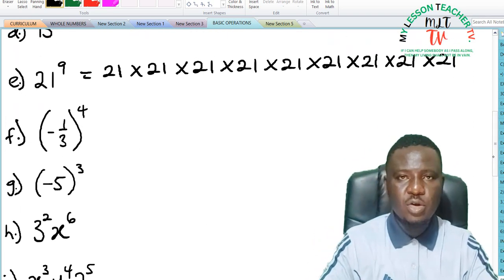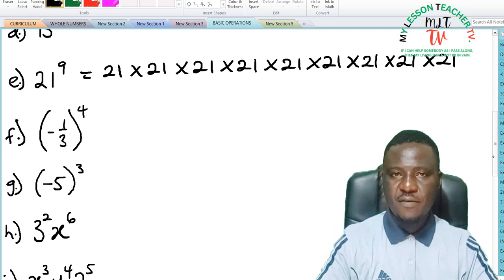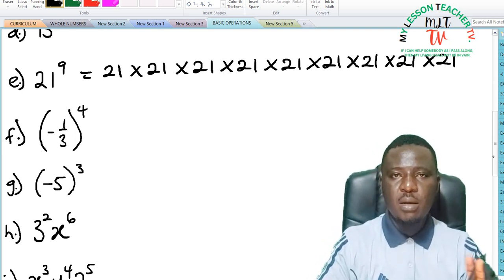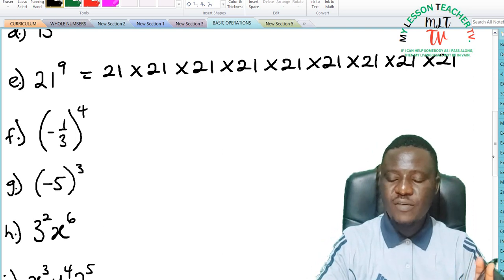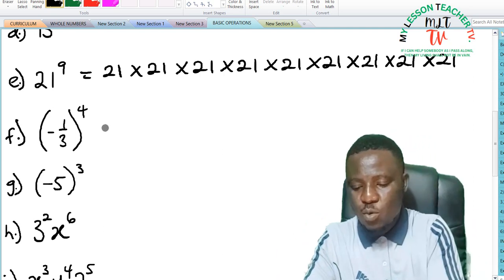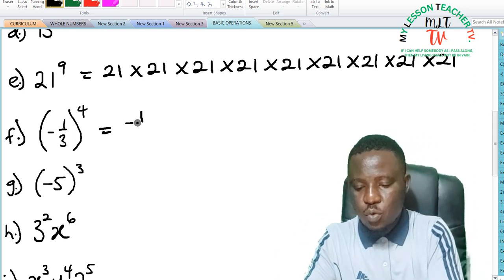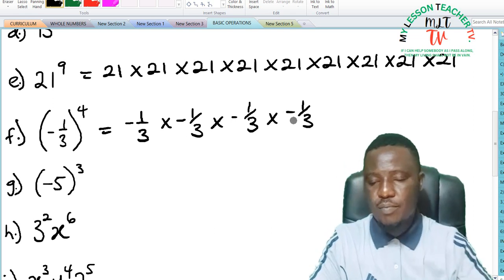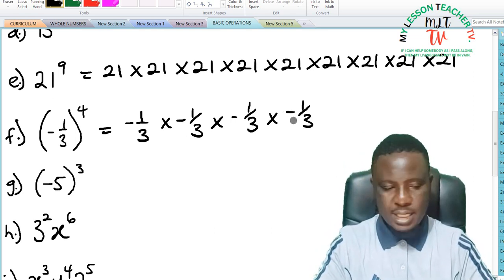Now, the higher you go, the tougher it becomes. F, minus 1 over 3 raised to the power 4 simply means minus 1 over 3 multiplying itself 4 times. The rule still remains the same. Okay? So this is equal to minus 1 over 3, which is 1, 2, 3, and 4. This is what you will get.